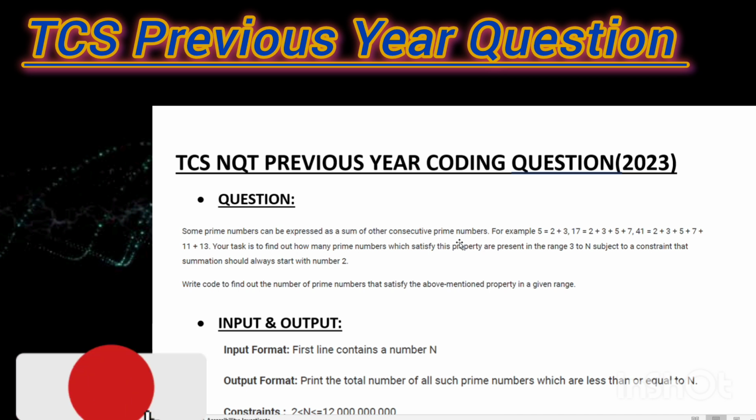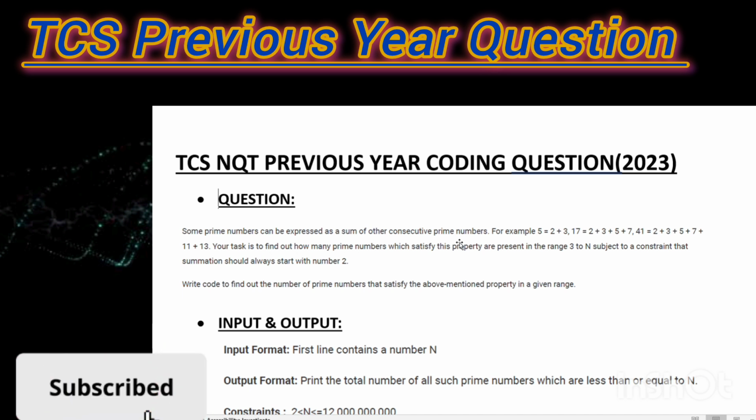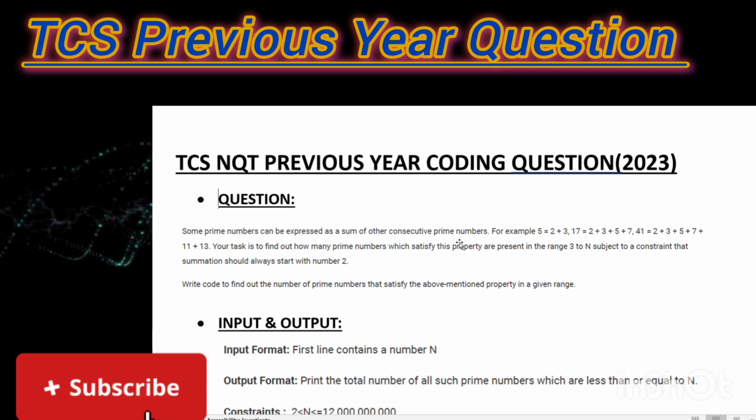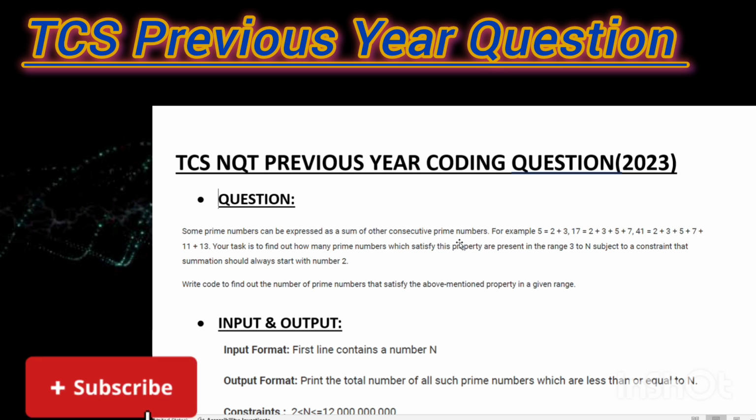Similarly, 17 is a prime number. If we add the prime numbers 2, 3, 5, 7, these four prime numbers, then we get 17, which is a prime number. Similarly 41: if you add 2, 3, 5, 7, 11, 13, these prime numbers, you also get another prime number, that is 41. So in this way our code is going to run.